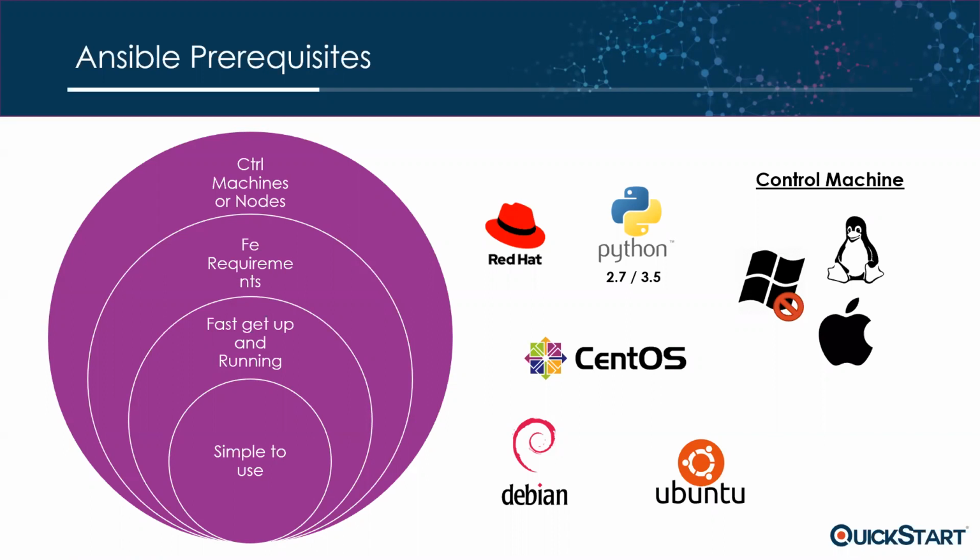However, Windows is not supported as the operating system for the control machine. So this is a limitation that we have for control machines, not for nodes. So we could have Windows in the nodes, but not in the control machine. So the current version of Ansible just requires any supported operating system and Python 2.